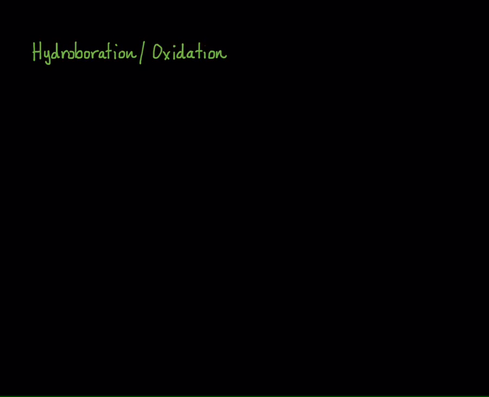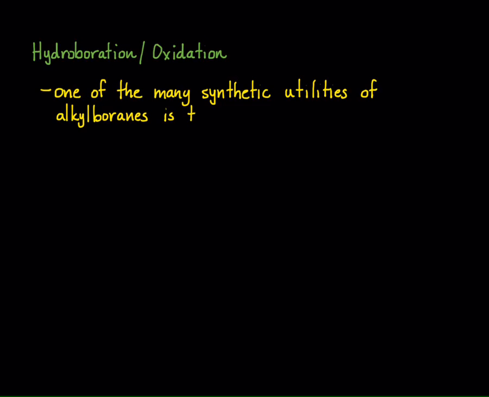Now that we've looked at hydroboration of alkenes, we can take that a step further and see what happens when we oxidize that alkyl borane. And this is certainly one of the many synthetic utilities of alkyl boranes: their oxidation, because the product of that oxidation is alcohols. And the reason why that's important is because alcohols can be used for a variety of functional group transformations.